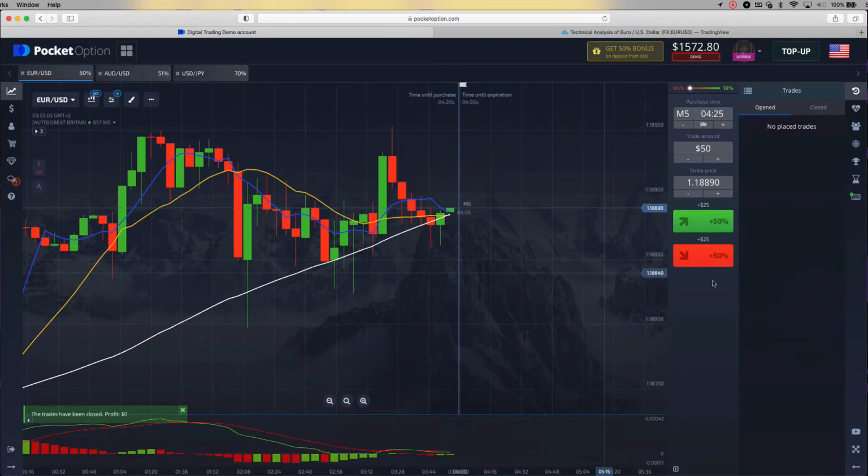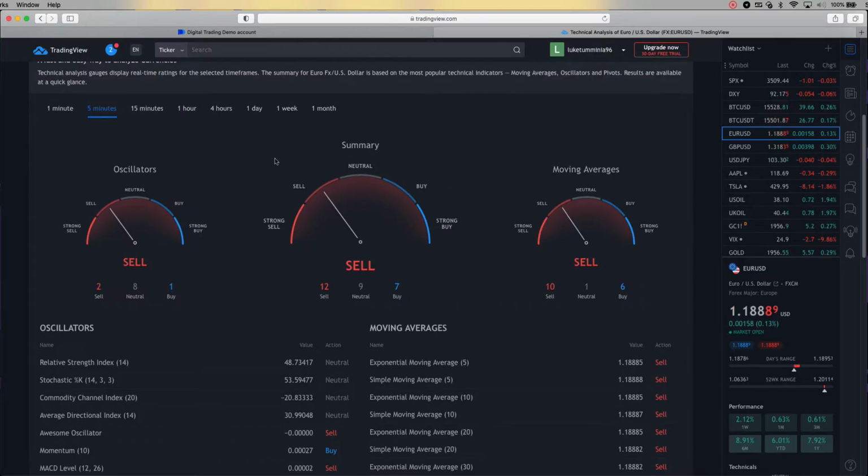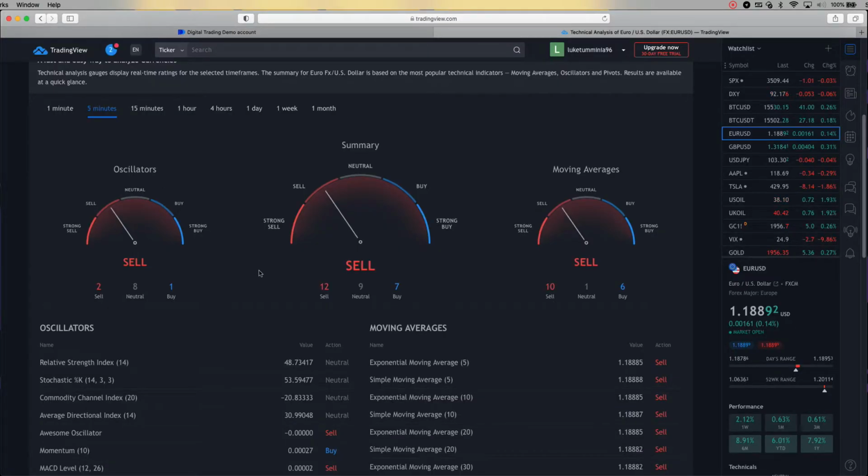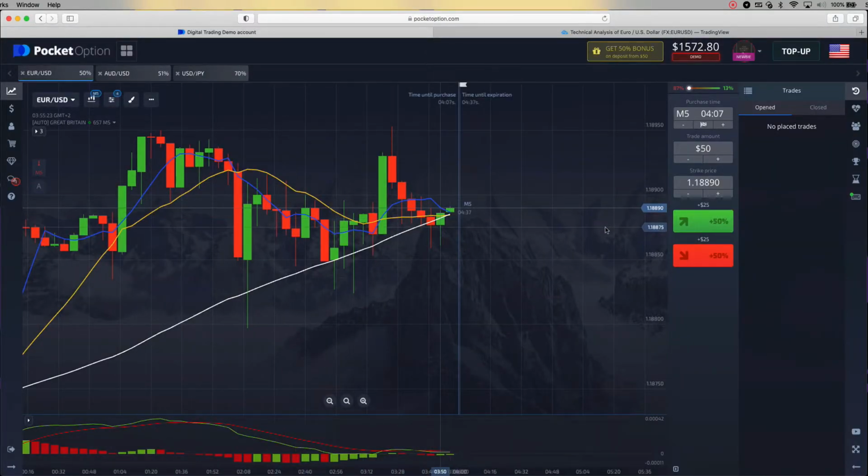Alright, so we were out of the money on that first trade. Again, I am just using this based off of just a technical analysis of TradingView. I am not using my indicators here. I'm not using the MACD. I'm just going based off of straight what this is saying. So it did say it was supposed to be a sell in the last candle. Unfortunately, it did bump back up and we were out of the money. So let's go ahead and try another one.